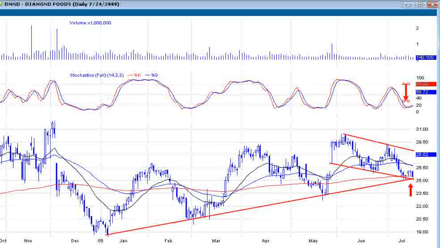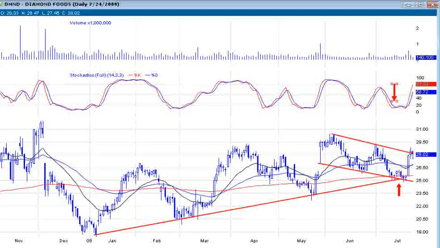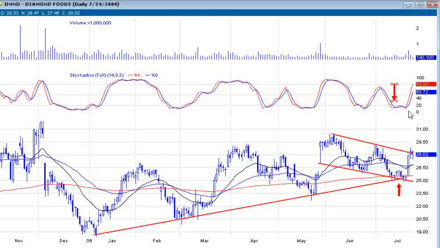You could zoom out here. What happens after that is you can see the explosion in that stock, and it just pushes right up here, and the stochastics move up with it. So that's a great example of a situation you should look for.